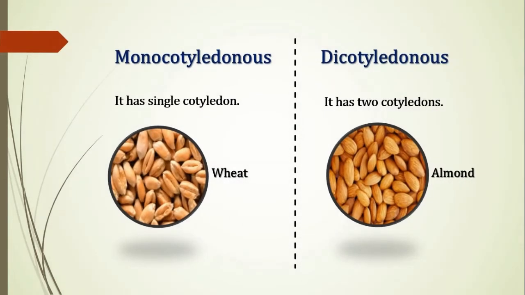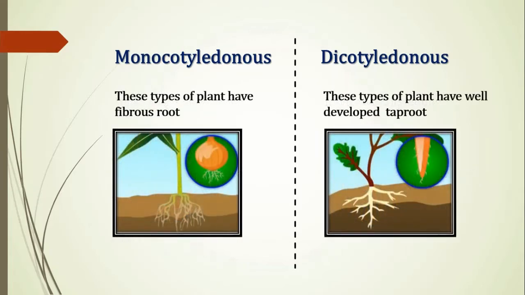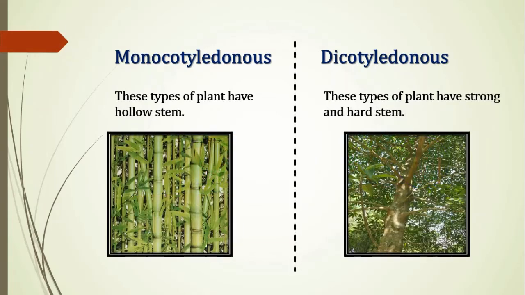Now, let us differentiate between monocotyledonous and dicotyledonous. Monocotyledonous has single cotyledon, for example, wheat. Dicotyledonous has two cotyledons, for example, almond. Monocotyledonous plants have fibrous root. Dicotyledonous plants have well-developed taproot. Monocotyledonous plants have hollow stem. Dicotyledonous plants have strong and hard stem.